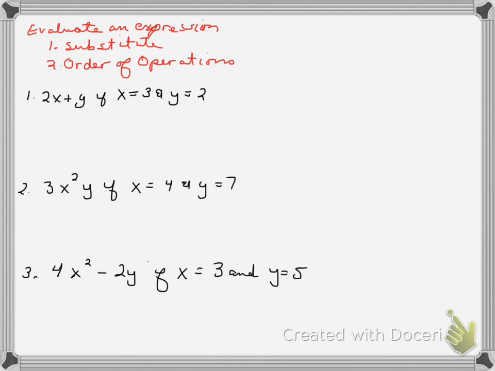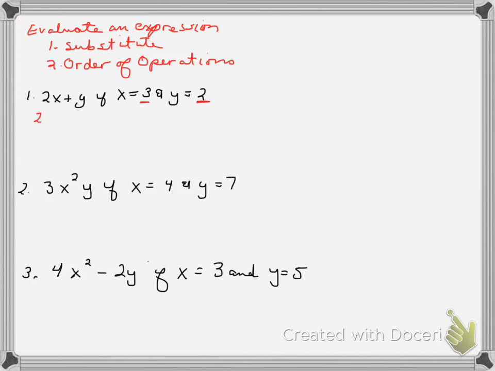Okay, we've written out several examples here. Our very first step will always be substitution. That means I will take the 3 and plug it in wherever I see an X, and I'll take the 2 and plug it in, or substitute, every time I see a Y. So that's always your first step.